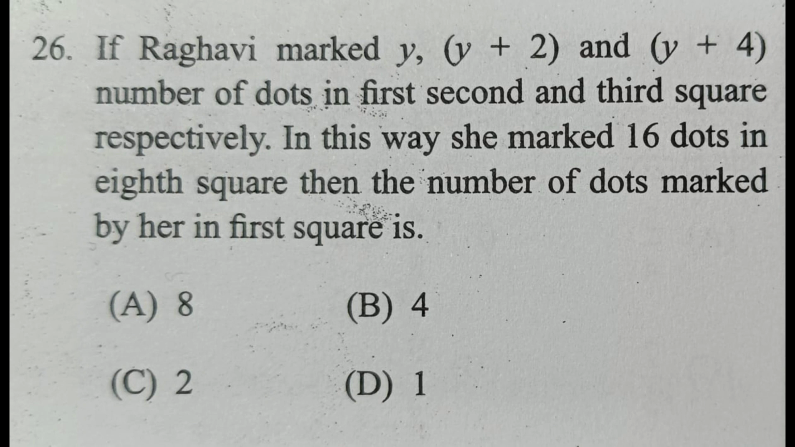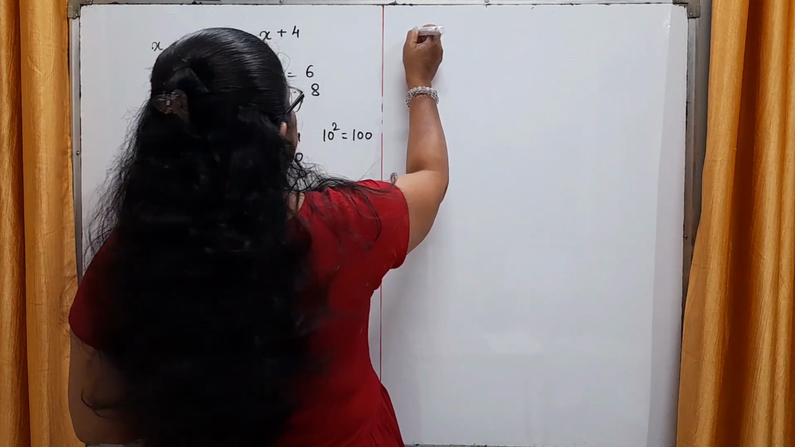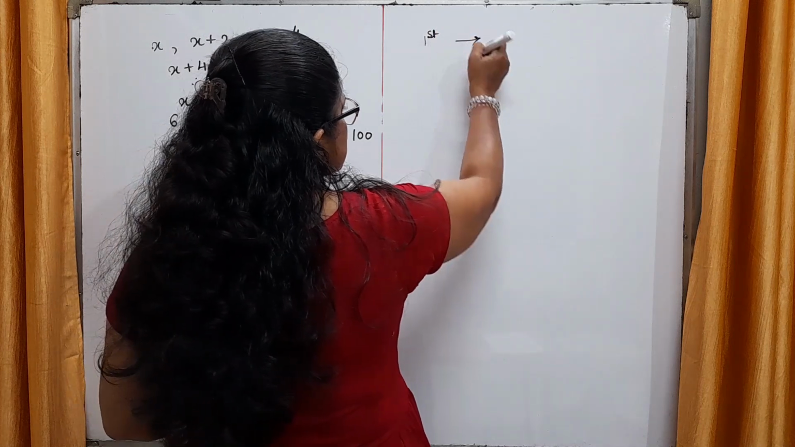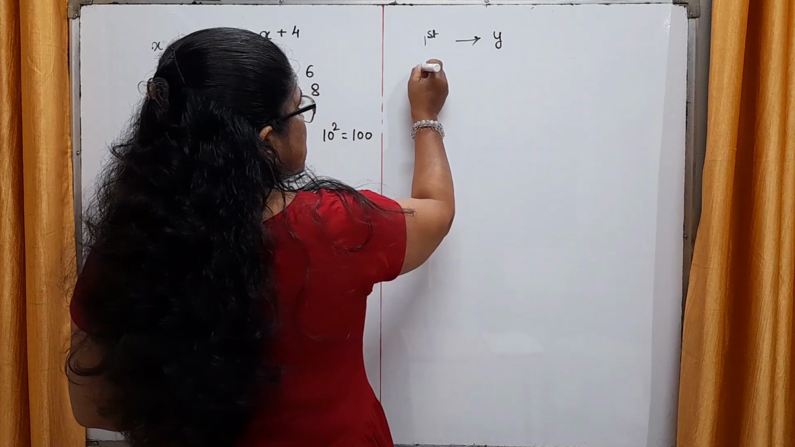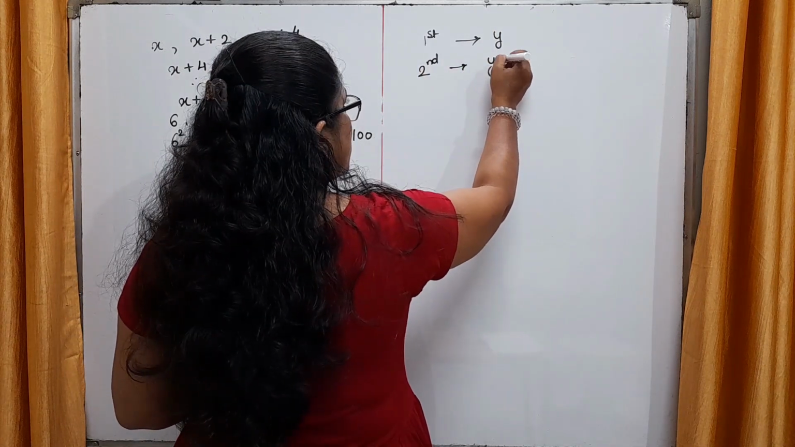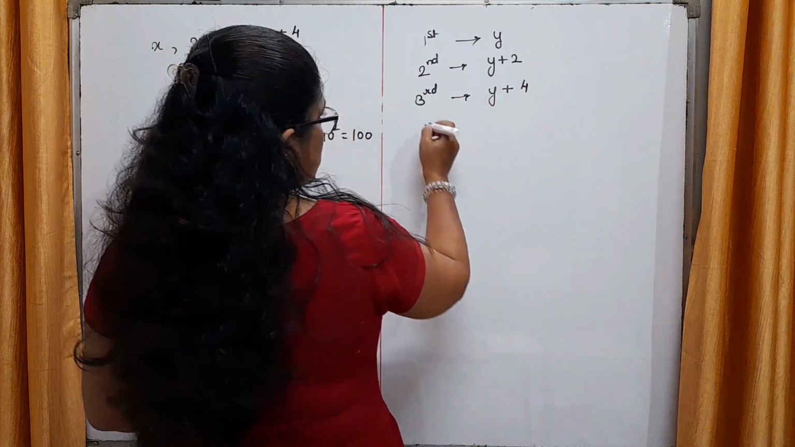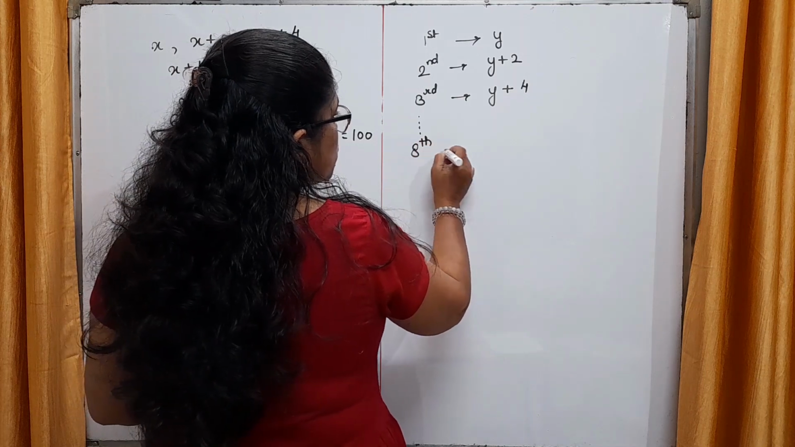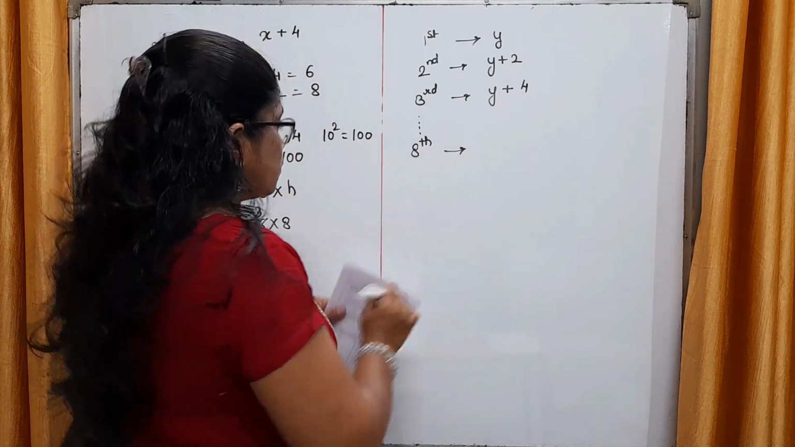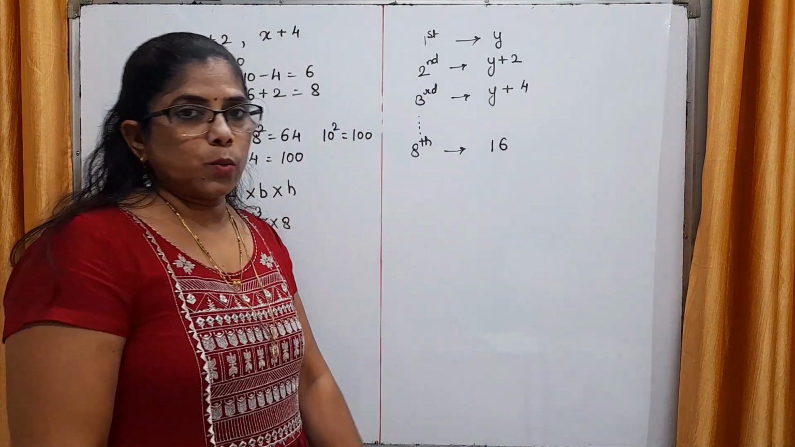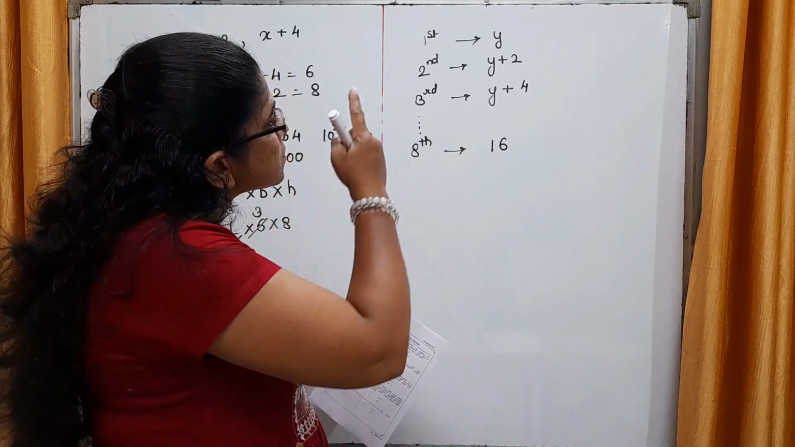If Raghavi marked y plus 2 and y plus 4 number of dots in first, second and third square respectively. In this way, she marked 16 dots in the 8th square. Then the number of dots marked by her in first square is. Okay. Now here in first square she marks y dots. In second square she marked y plus 2 dots. In third square y plus 4 dots. Now we have to check what rule she is following to make these dots. Now in 8th square she marks 16 dots.